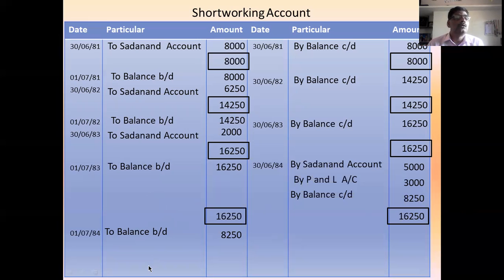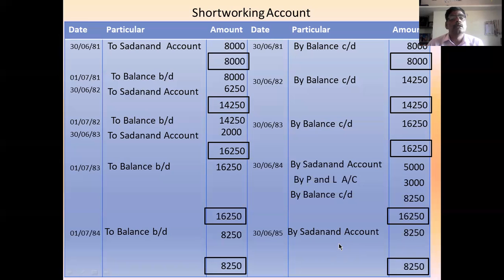Therefore, on the debit side, no transaction. And on the credit side, in the SWIR column, therefore, by Sadanand account. You write by Sadanand account, amount is 8,250. Close the account, total tallies, and there is no balance. If a balance comes, you write it as by balance carried down and to balance brought down. This is the thing you have to remember.